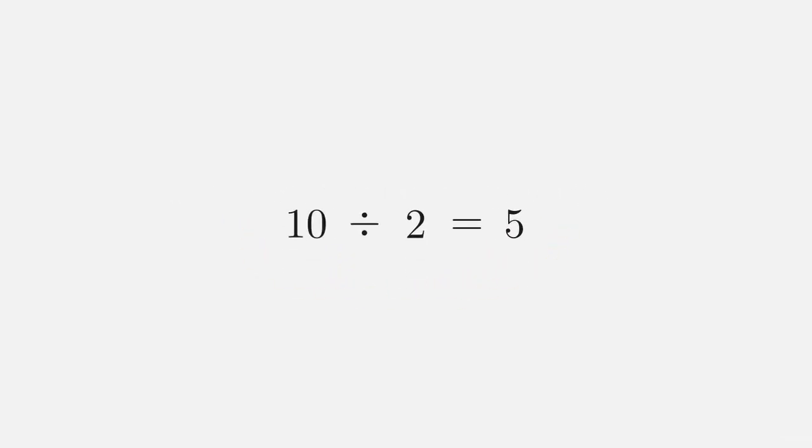Elementary arithmetic relies on symmetry. We define division as multiplication run in reverse. If you divide 10 by 2, you get 5, because 5 times 2 is 10. But replace that denominator with 0, and the system breaks.